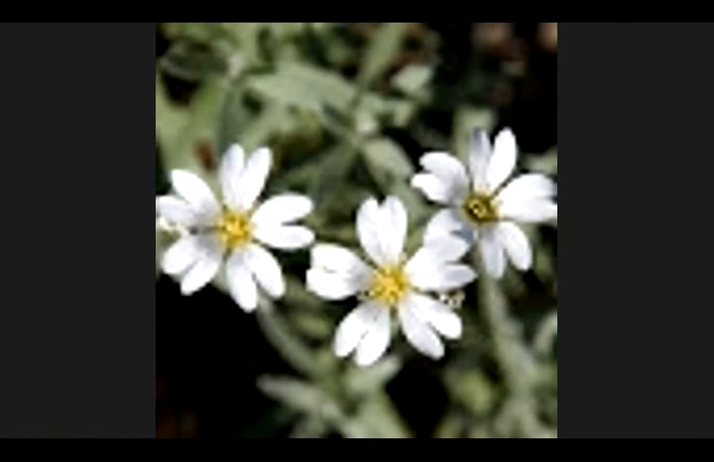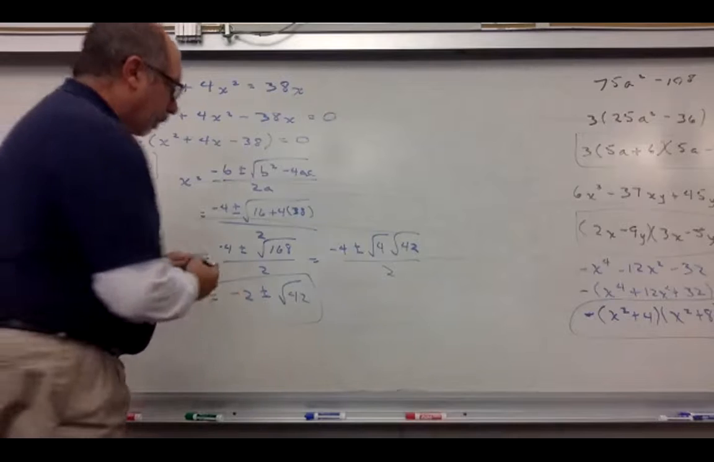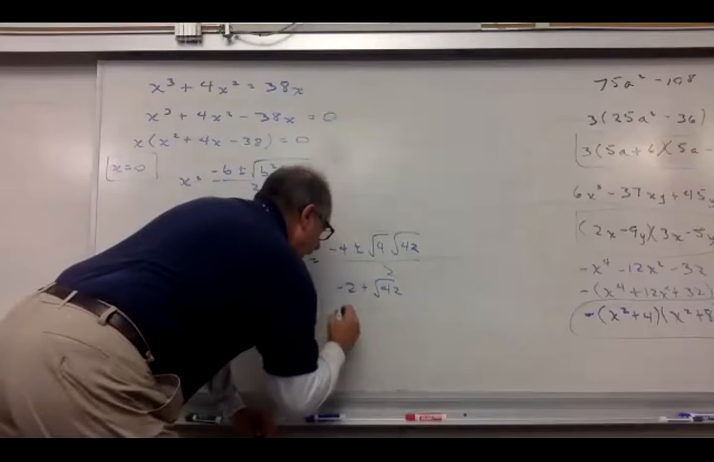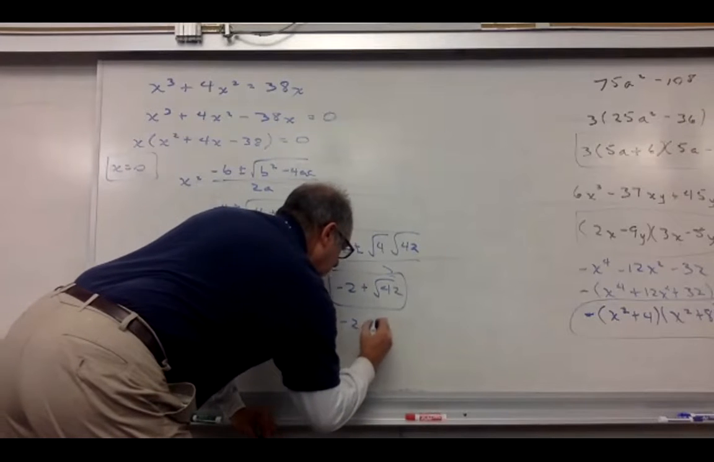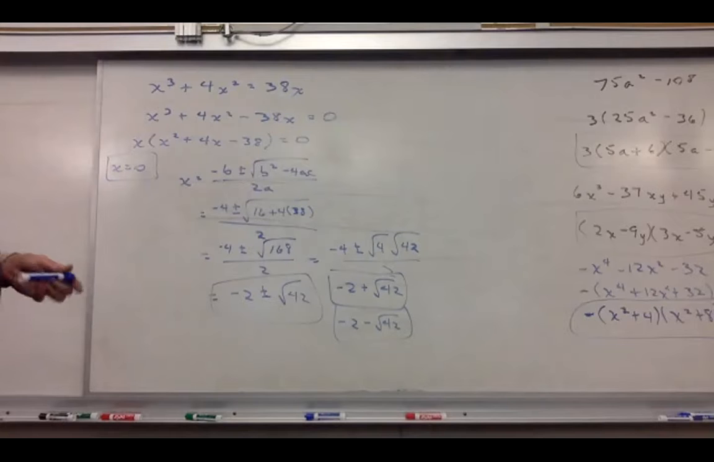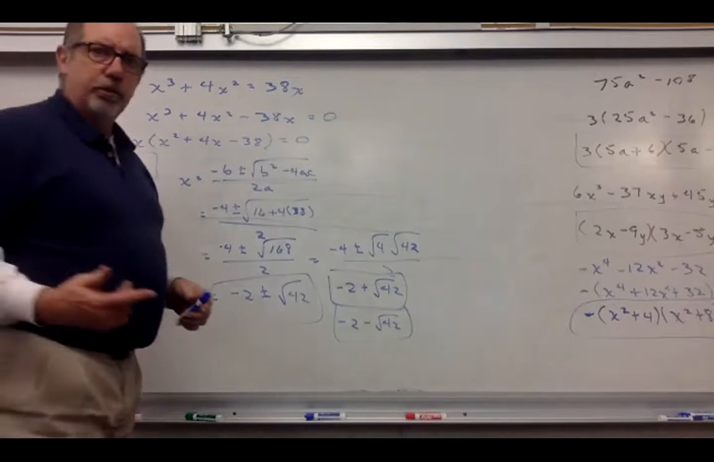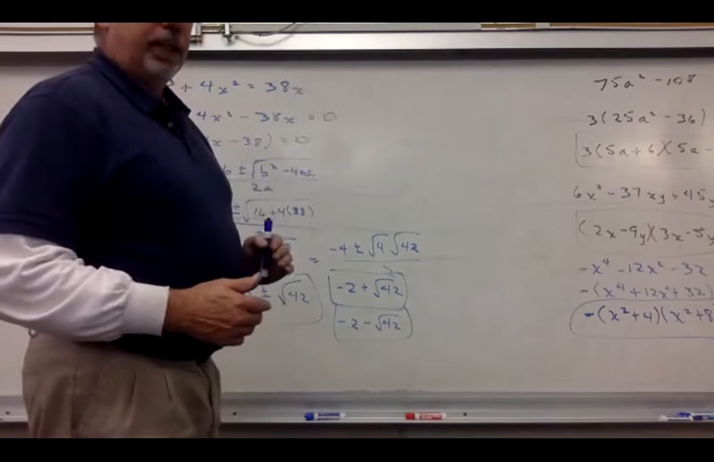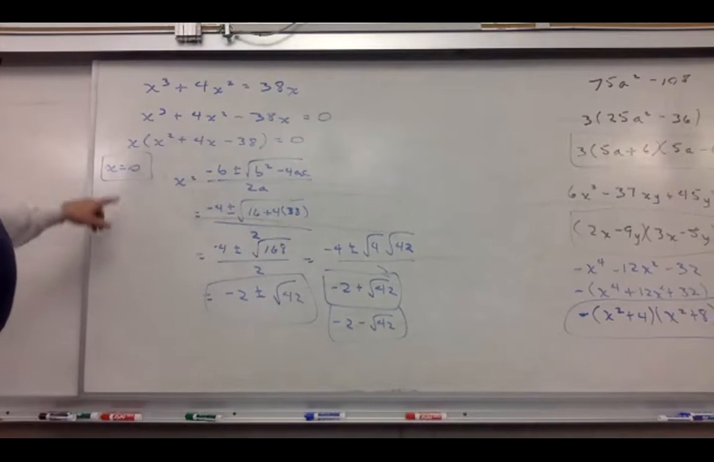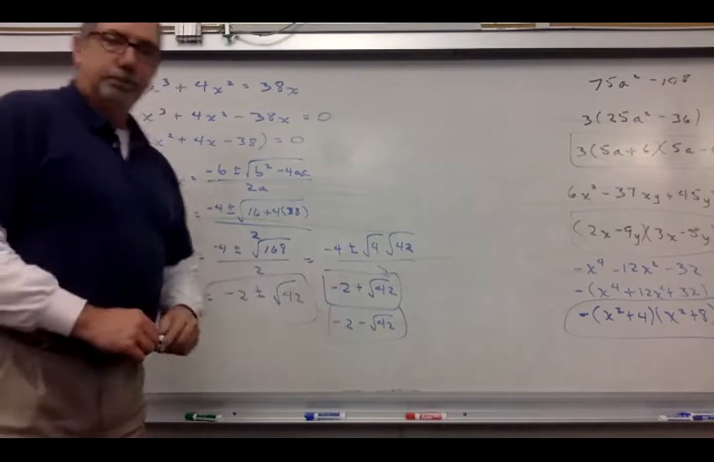Question? So that answer from using the quadratic formula, that's 2 answers? Yes, because of the plus and the minus. If I wrote it out, it would be negative 2 plus root 42, and that's a root, and then negative 2 minus root 42, that is another root. Okay. Anytime you take the square root of something, there's both a positive and a negative answer. That's why I go plus or minus. And that gives me three roots. 1, 2, 3.